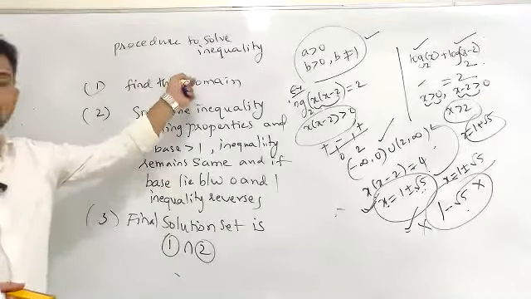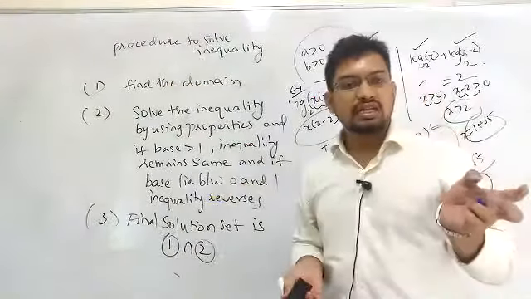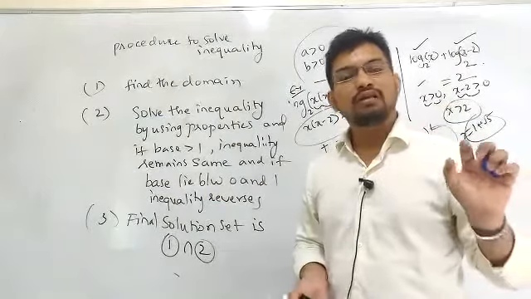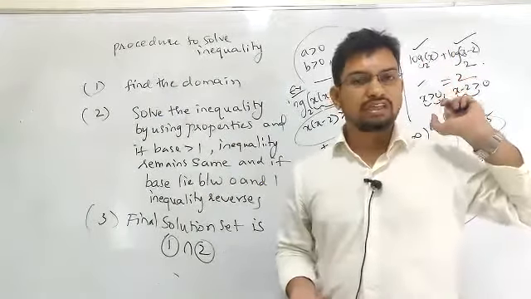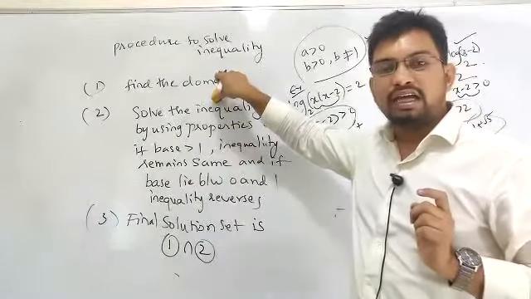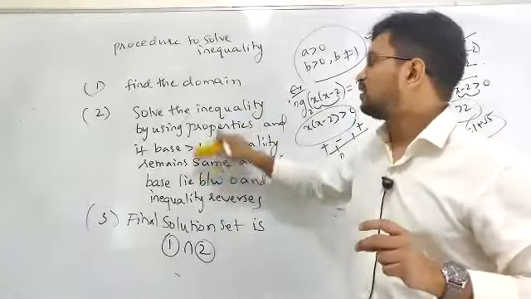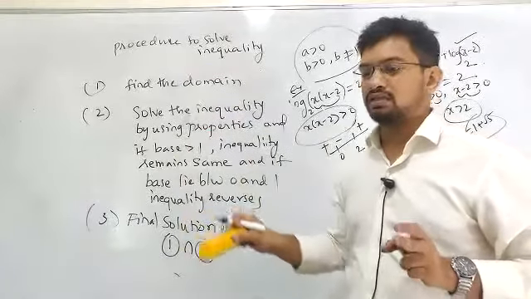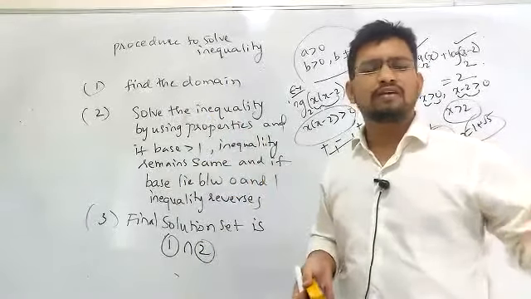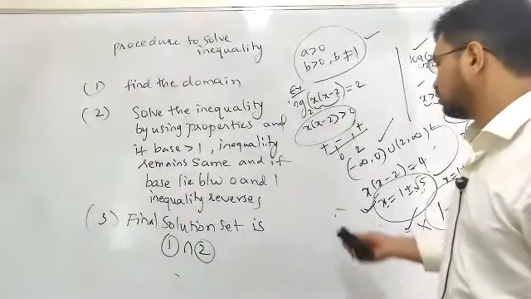First find the domain. After that, for the inequality, if the base is greater than 1, you have to keep the same sign with respect to the argument. If the base is lying between 0 and 1, then you have to reverse the inequality. Just now we have discussed that. After doing that, the final solution set will be 1 intersection 2, meaning we take only the values that lie in the domain. Same essence as for logarithmic equations. Hope this is clear. The idea is this.